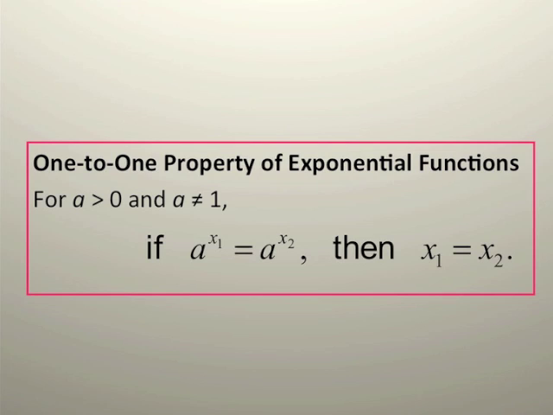One property of exponential functions. We know exponential functions are one-to-one. So for a greater than 0, positive values and not equal to 1, if a to the x sub 1 equals a to the x sub 2, the only way that happens, because of the one-to-one property, is if the two exponents, x1 and x2, are equal. And this can help us solve equations with exponential functions.